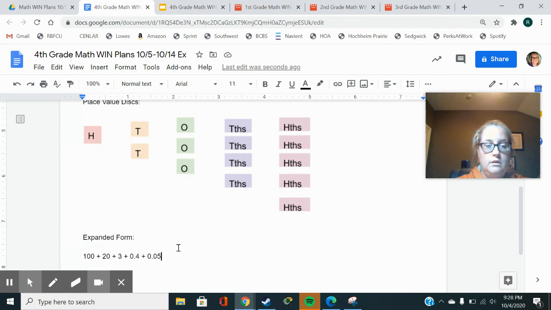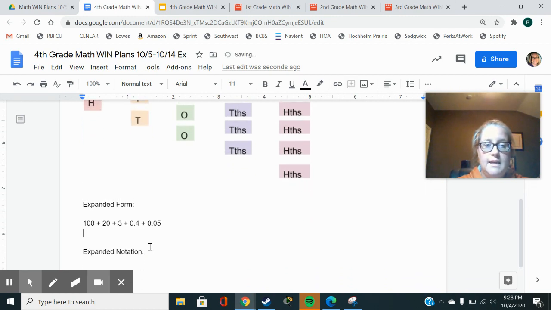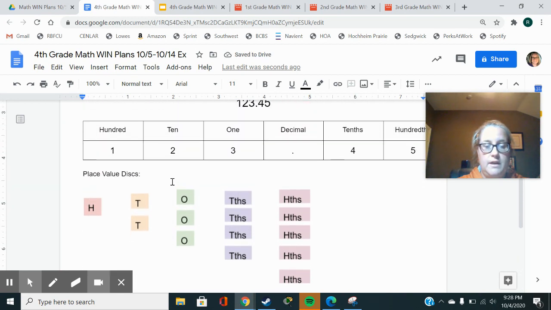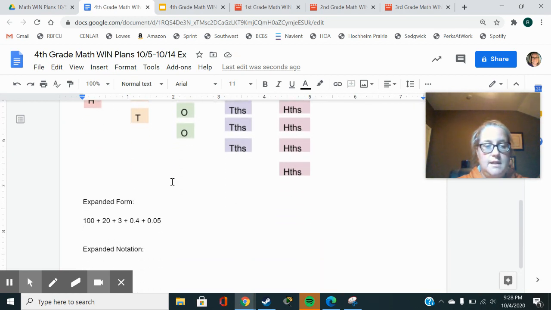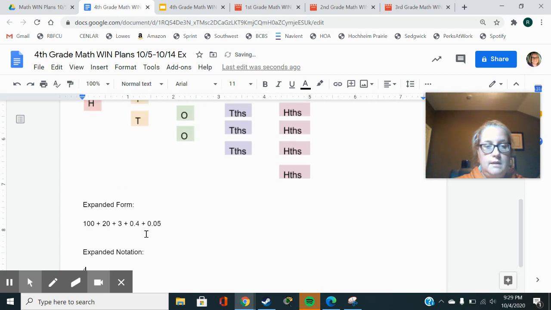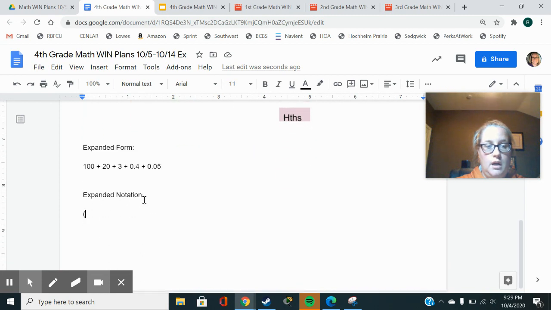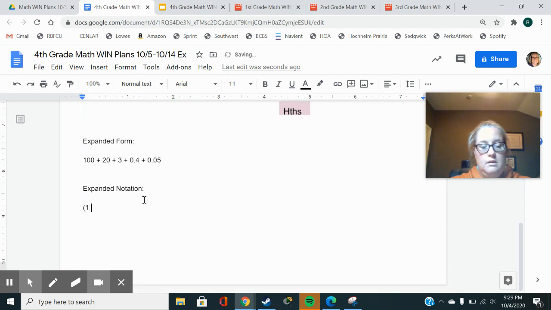Now the final thing that you are going to do is you are going to write this number in expanded notation. Again, I can use this information from the place value chart, my place value discs, and my expanded form to help me with expanded notation. With expanded notation, remember I'm going to use parentheses to help separate everything. So I'm going to start with an open parenthesis, and I'm going to come back to my place value discs. I have 100. So I'm going to say 1 times 100 because it's in the hundreds place.